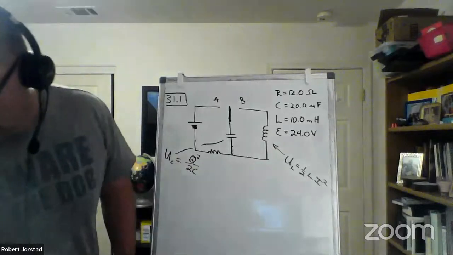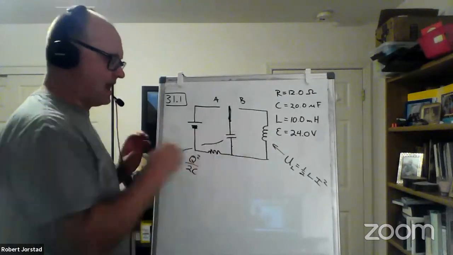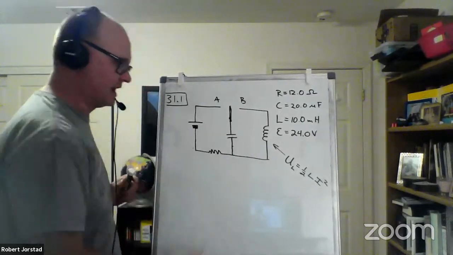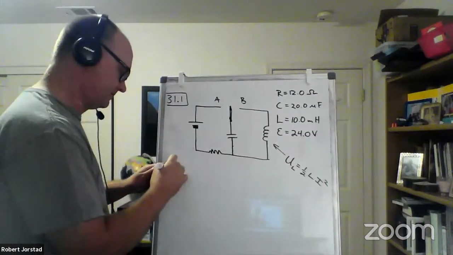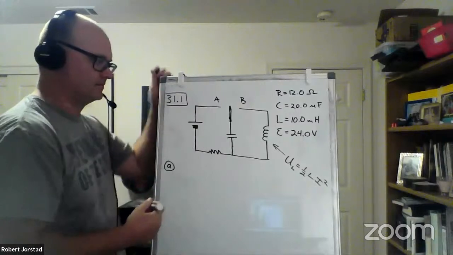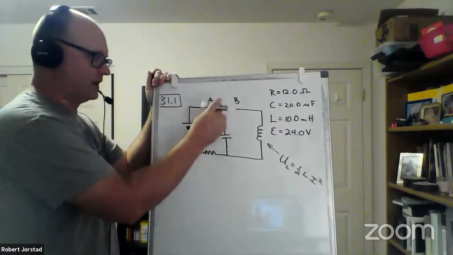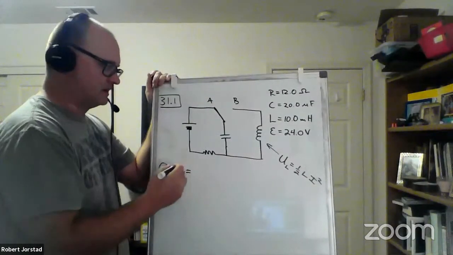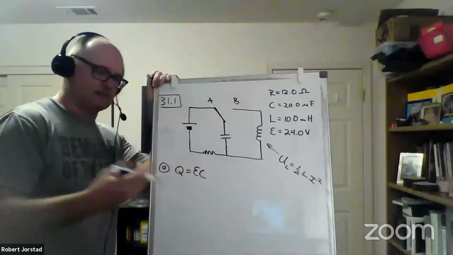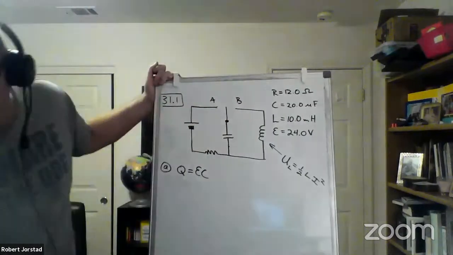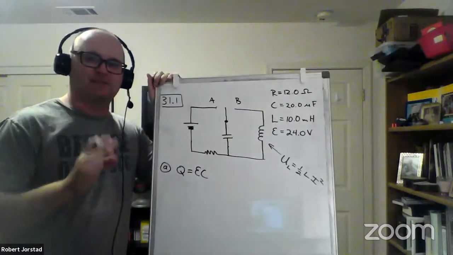All right. So if we leave this in A for a long period of time, help me out. If you leave this in A for a long time, what happens to the capacitor? Oh, go ahead. It gets fully charged. Fully charged. So what is that full charge? V times C. EC. Yes, it's EC. All right. Now we've got that done. We disconnect it. Part B says, determine the oscillation frequency.